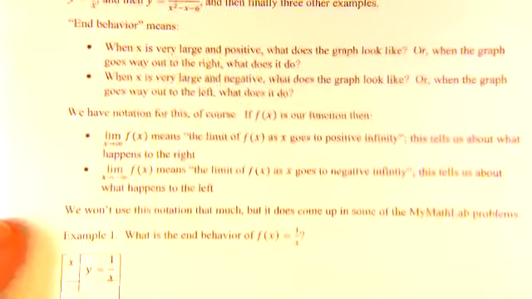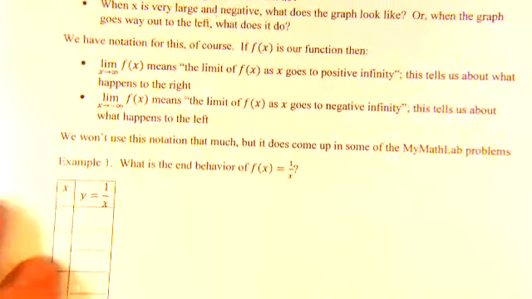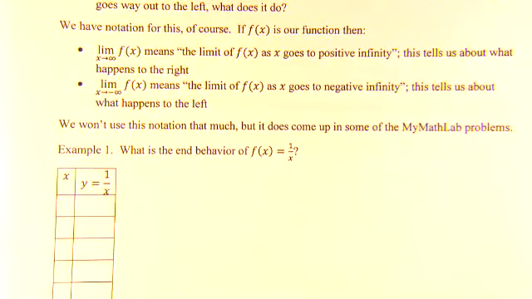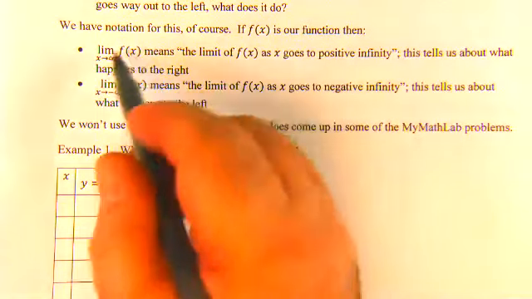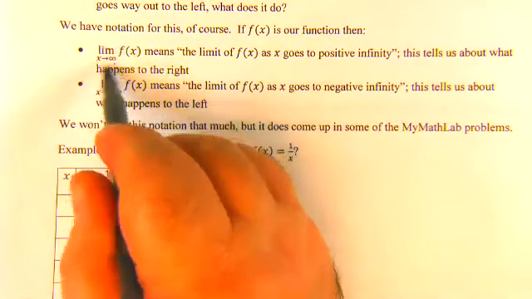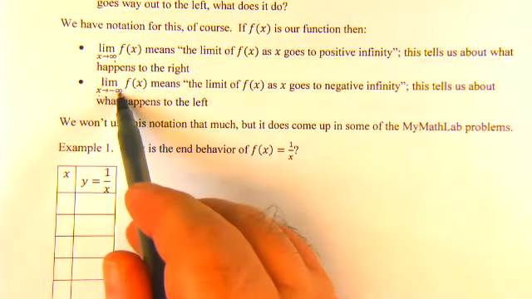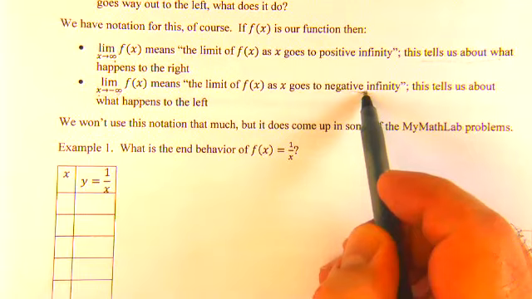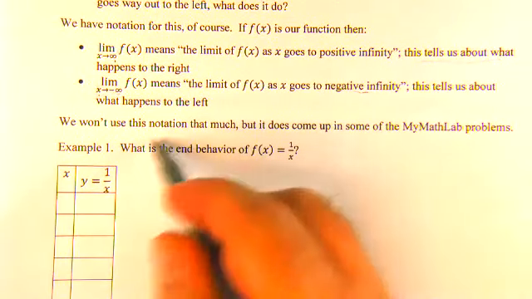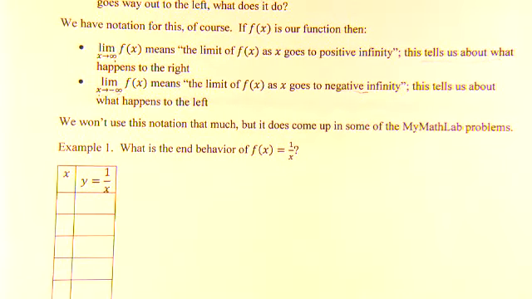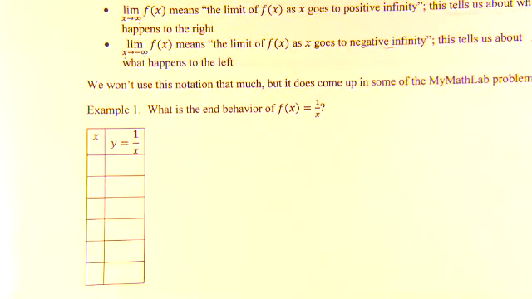There's some specific notation for this, and mathematicians have notation for everything. If f of x is a function, limit as x goes to infinity, limit of f of x as x goes to positive infinity. This is what's going out to the right. Limit as x goes to minus infinity. This tells you about what happens to the left. I don't use the notation much, but it does end up in some of my math lab problems, so be careful about it. So what's the end behavior of 1 over x?